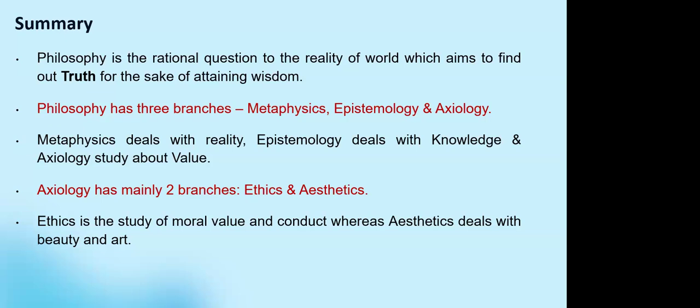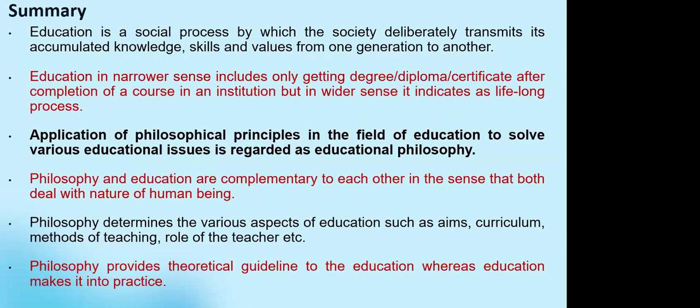Especially axiology has two main branches, which we can call ethics and aesthetics. Both are equally important. Ethics means the study of moral values and a person's conduct and behavior, and aesthetics deals with our appreciation of beauty and art. So they are very important for a person's life and education.